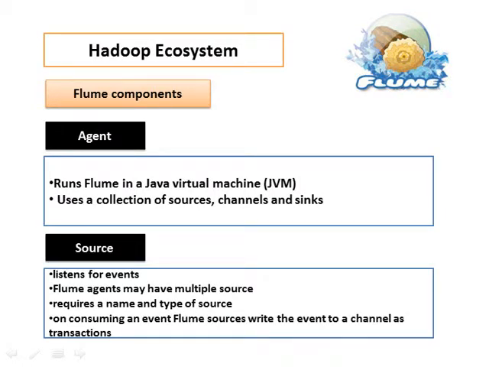Source. The source listens out for events. Flume agents may have multiple sources. It requires a name and type of source. On consuming an event, Flume sources write the event to a channel as transactions.